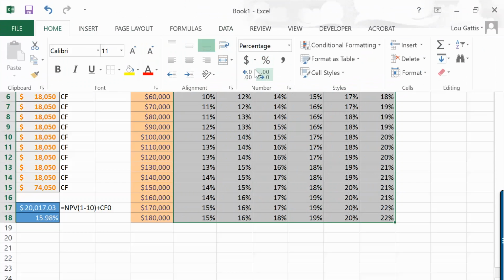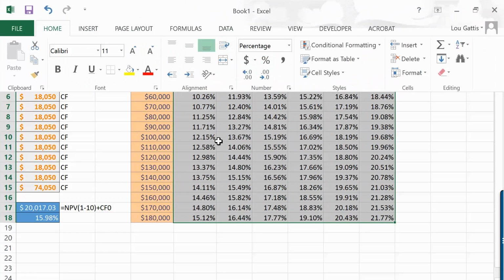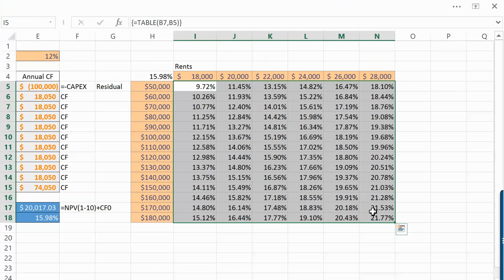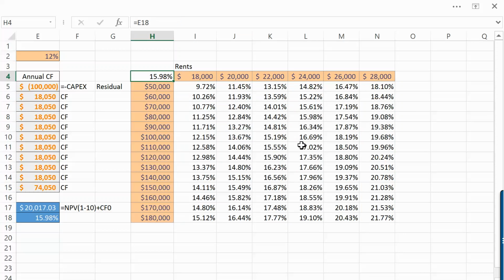So it looks like the NPVs will be between, say, 9 and 21%. With my base case, 1598, you should be able to see that number right here. So if rent is 24 and residual is 80, I'll earn 1598.